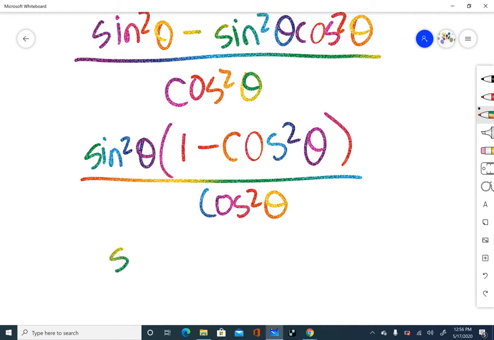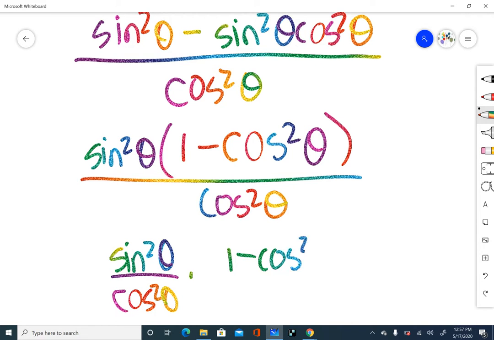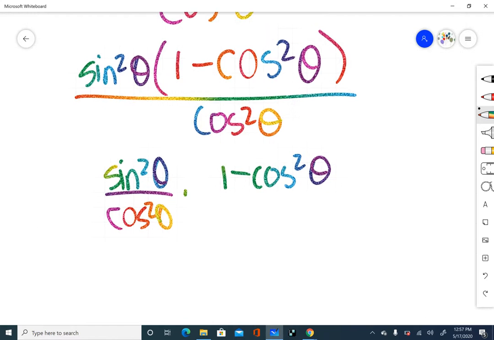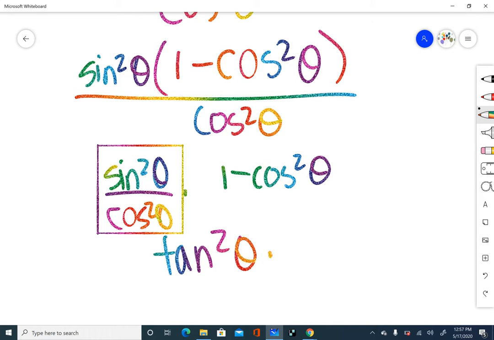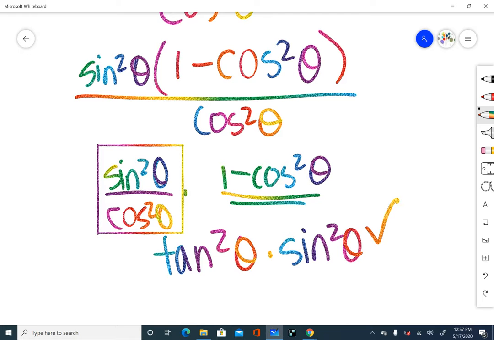Okay, so sine squared theta over cosine squared theta times 1 minus cosine squared theta. Well, I know this is tangent squared theta, and I know this is sine squared theta, which is exactly what I needed to prove.